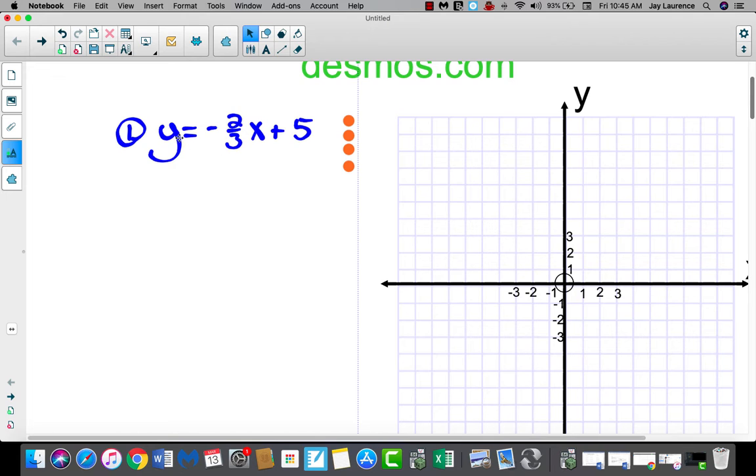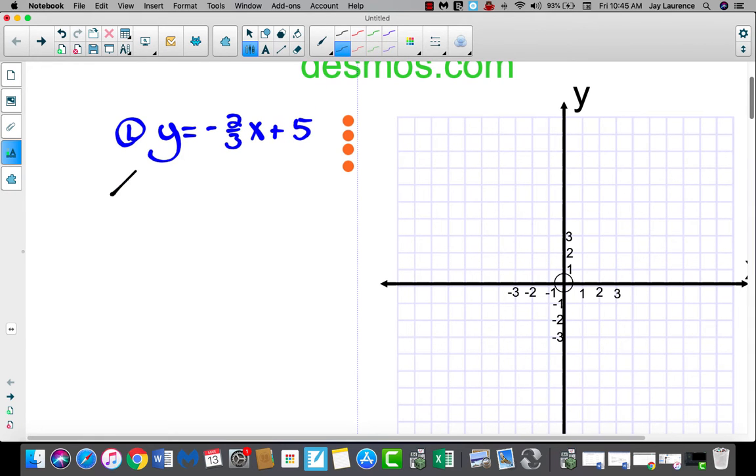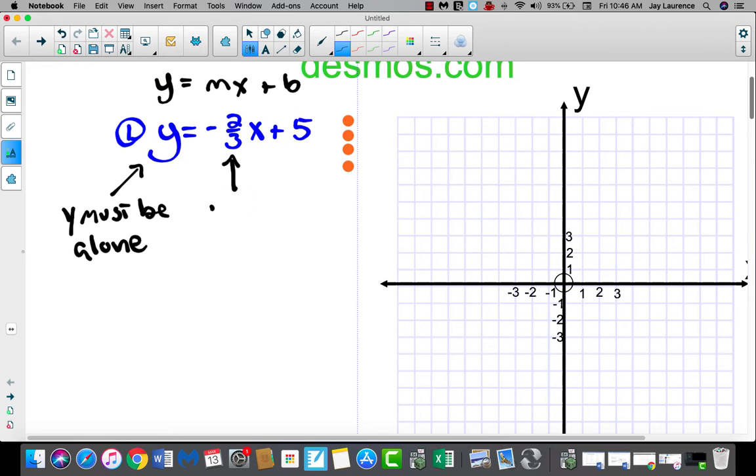Okay, so am I in slope intercept form for question number 1? It says y equals negative 2/3 x plus 5. And I am. How do I know? Because y is alone. When y is alone, that means I'm in the form y equals mx plus b, known as slope intercept form. And the coefficient of x is my slope, and the y-intercept is the number that's added or subtracted from x. Okay, so that's the y-intercept.